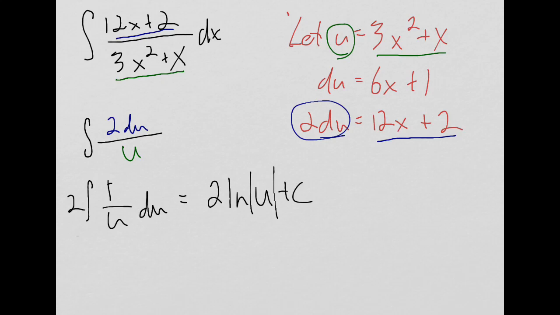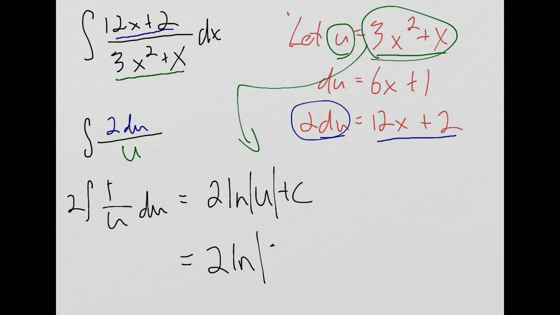And now my last step is to replace with this thing. So I'm going to put that in for my u. So I get my final answer is 2 ln absolute value 3x squared plus x, plus c. I don't know, there's one other form of this that might actually show up on an AP that I'll write real quick.